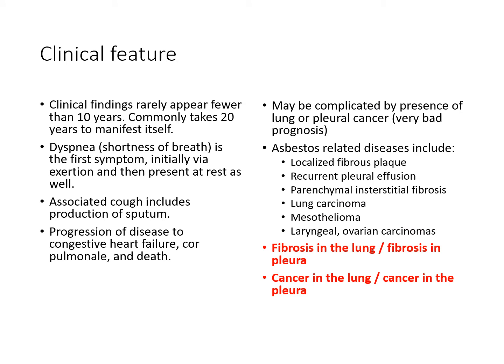Clinical findings in asbestosis commonly takes 20 years to manifest itself. Dyspnea or shortness of breath is the first symptom, initially dyspnea on exertion, and then dyspnea at rest. There will be associated cough with production of sputum, and the disease can progress to congestive heart failure, cor pulmonale, and death. Asbestosis may be complicated by the presence of lung or pleural cancer, which gives very bad prognosis.